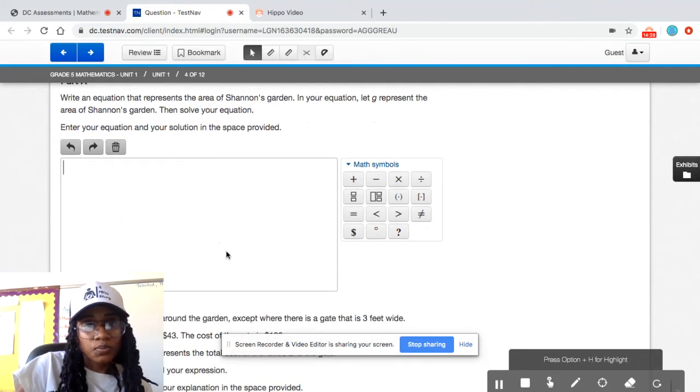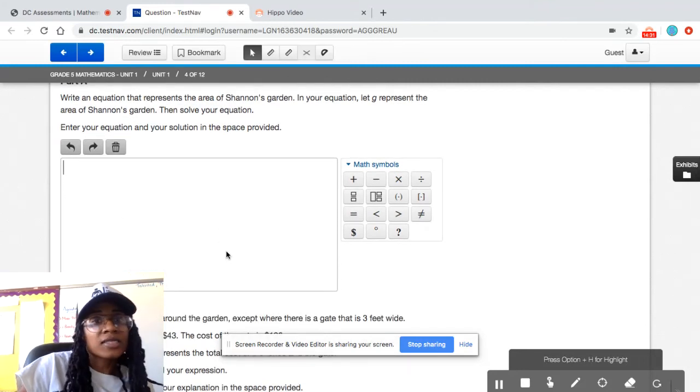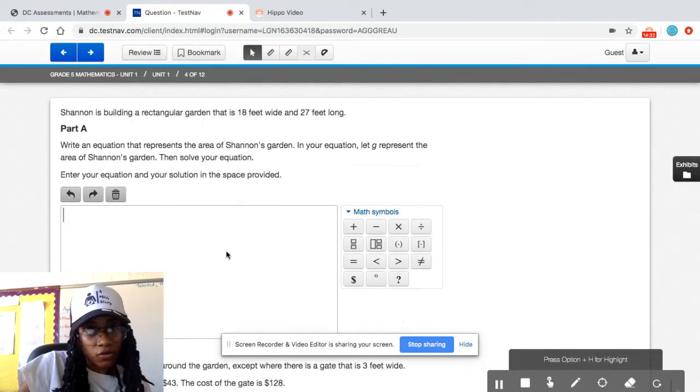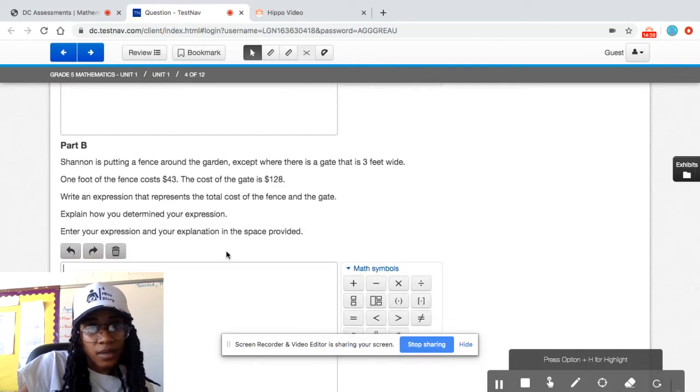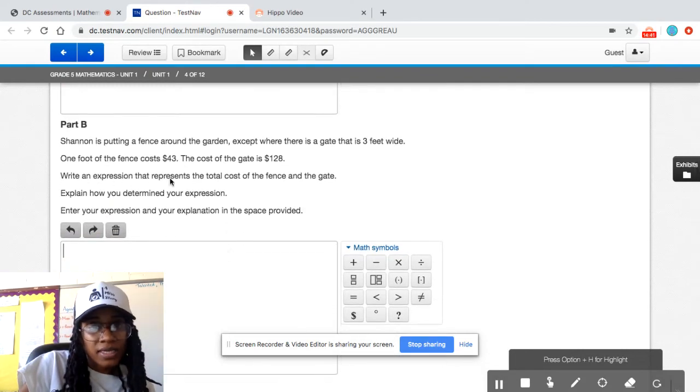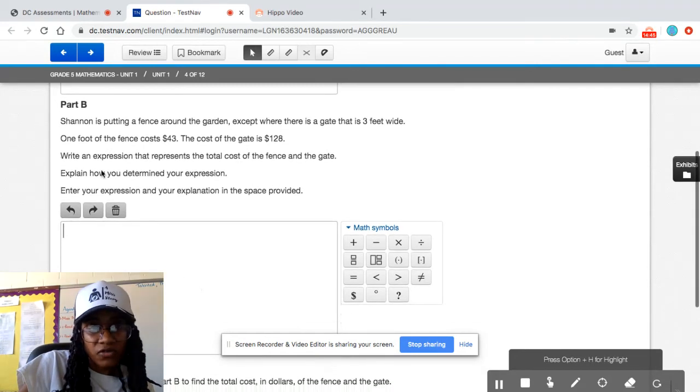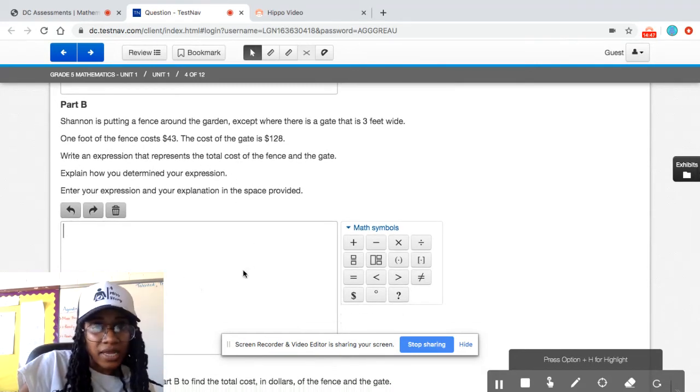Okay, so when scholars are practicing this, make sure you tell them, okay, for part A, let's put in any equation, but make sure you have G in there somewhere, right? Just getting them in the habit of doing that. Down here, write an expression that represents the total cost of the fence in the gate. Explain how you determine your expression. So, enter your expression and your explanation.